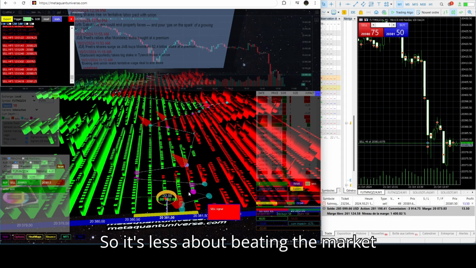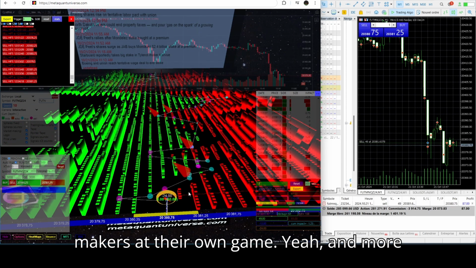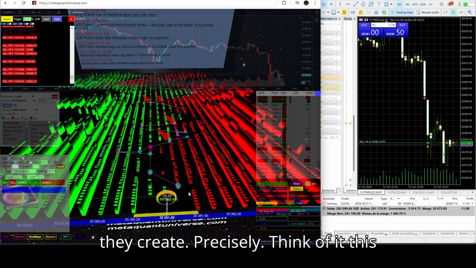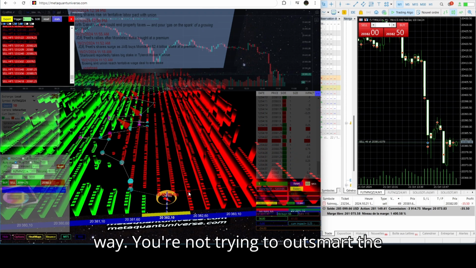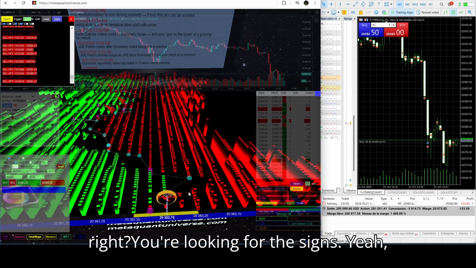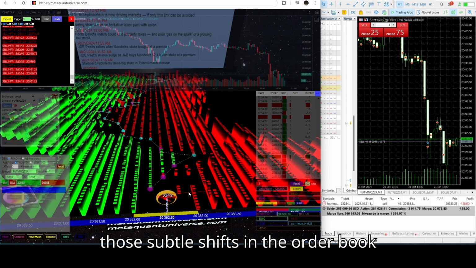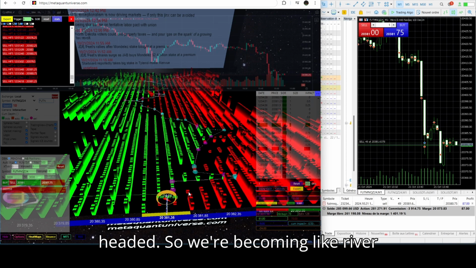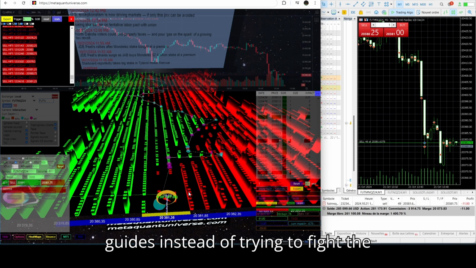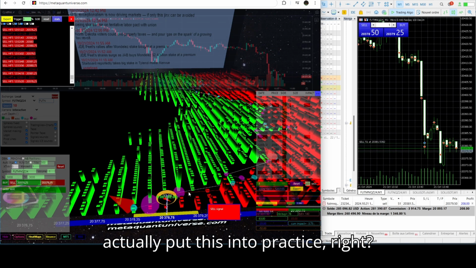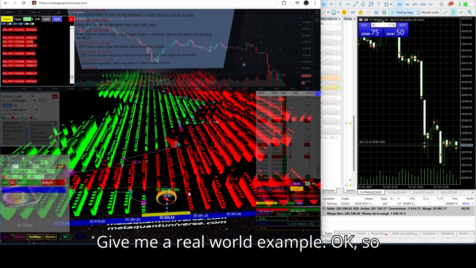So it's less about beating the market makers at their own game, and more about understanding the currents that they create. Precisely. Think of it this way. You're not trying to outsmart the river. You're learning to navigate it. You're looking for the signs. Those subtle shifts in the order book that hint at where the market might be headed. So we're becoming like river guides instead of trying to fight the rapids. Exactly. But how do we actually put this into practice? Give me a real world example.